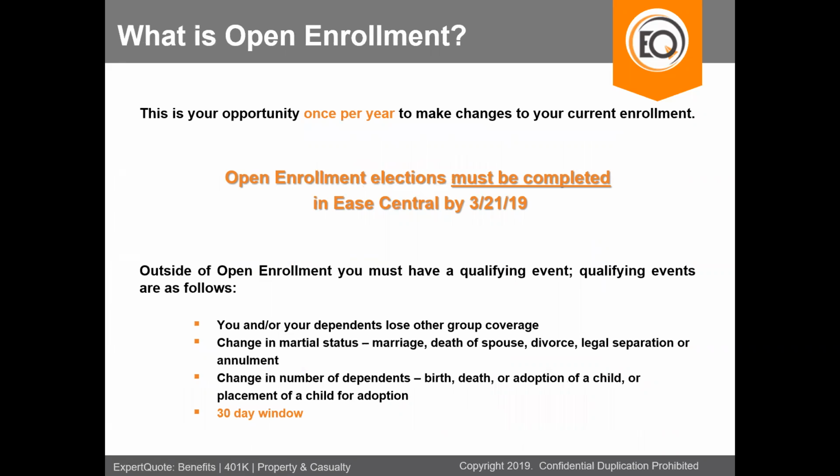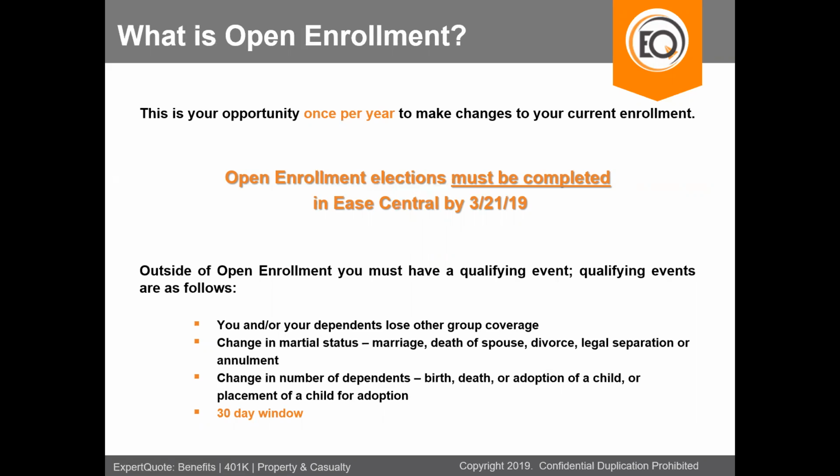So what is open enrollment? This is your chance once a year to make changes to your benefit enrollments without needing a qualifying event. Outside of open enrollment, if you choose not to make any changes right now, if you choose not to come onto the plans, you need to have a qualifying event. A qualifying event is a loss of coverage, a change in marital status, a change in your number of dependents. You have 30 days from the date of the qualifying event to make the change. You can make the change by logging into eCentral and selecting a qualifying event, or you can reach out to us if you're unsure and we can help you.